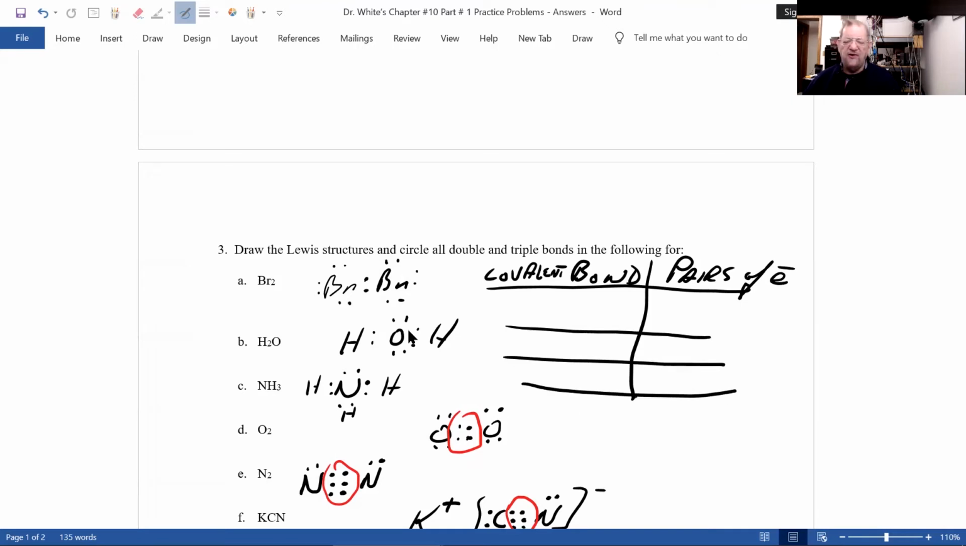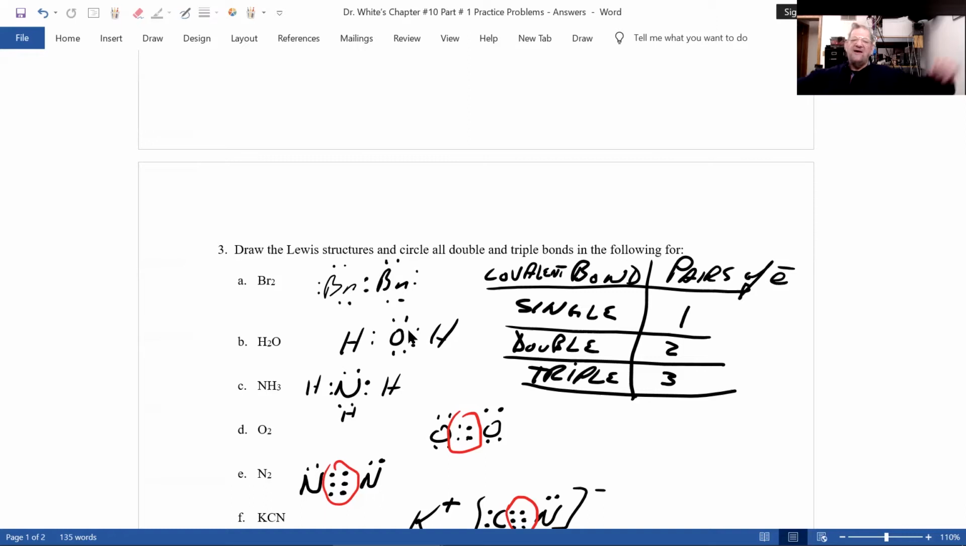All right, there are 3 types of covalent bonds, and they are single bond, double bond, and triple bond. And you should know a single bond is 1 pair of electrons, double bond, 2 pairs of electrons, triple bond, 3 pairs.